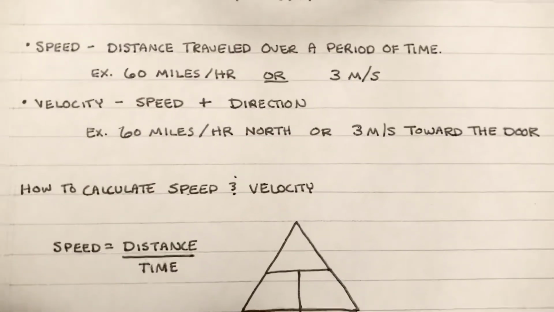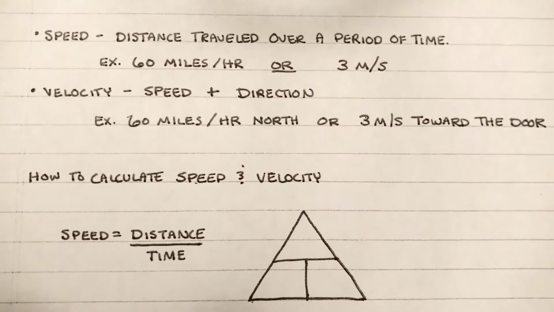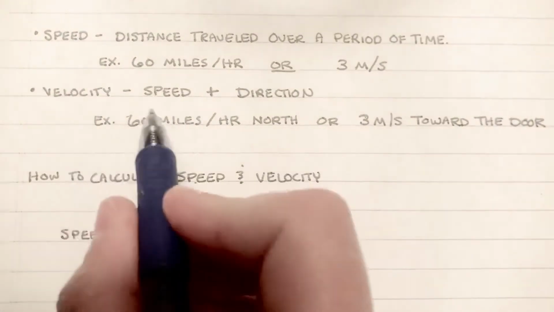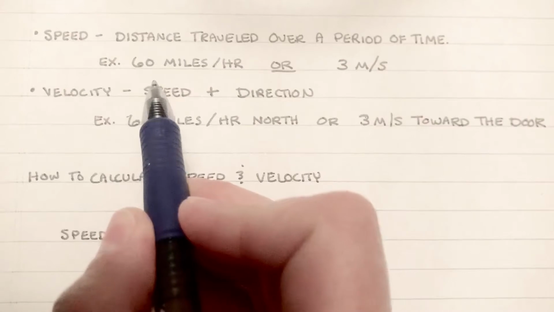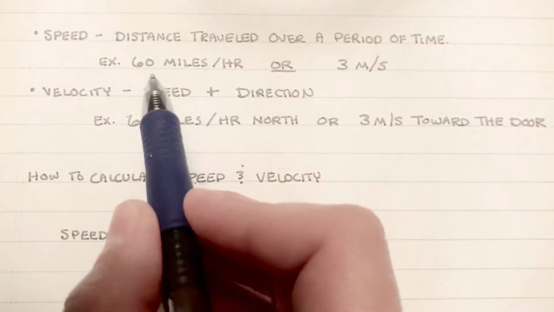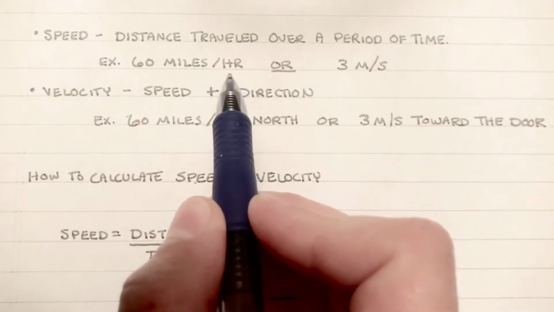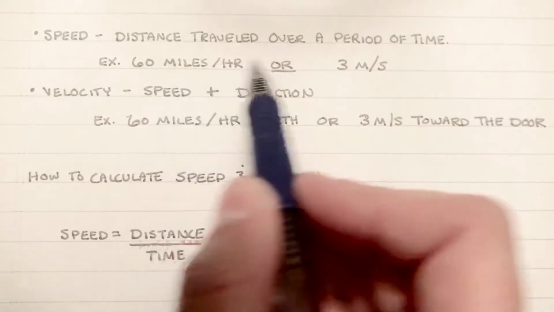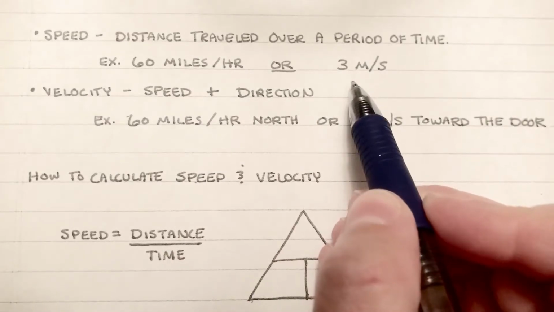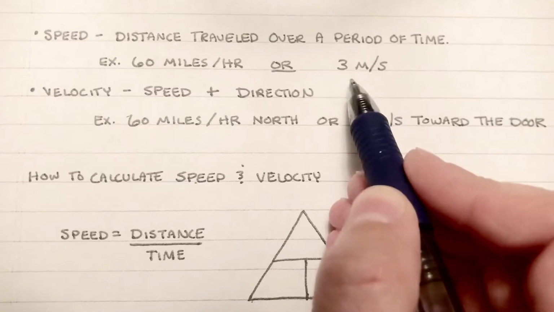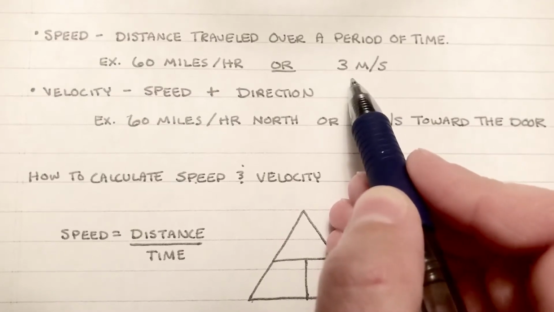So let's talk a little bit about what is speed. Well, speed is just a distance that's traveled over a period of time. For example, if we say a speed is 60 miles per hour, then what that really means is if you were to drive at an average speed of 60 miles per hour, it would take you exactly 1 hour to drive 60 miles. Or if you were to, let's say, throw a baseball 3 meters per second, every second that baseball is going to travel a distance of 3 meters.